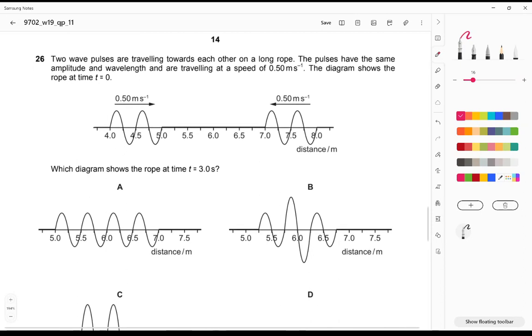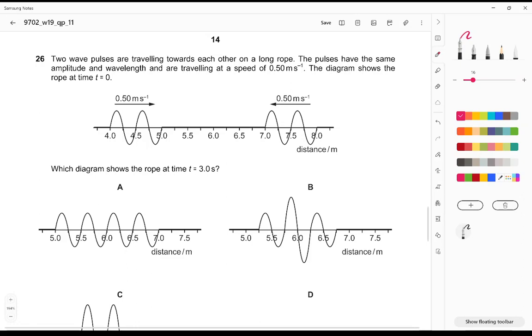Okay, this is a question. Two wave pulses are traveling towards each other on a long rope. The pulses have the same amplitude and wavelength and are traveling at a speed of 0.5 meter per second. Which diagram shows the rope at time t equal to 3 seconds? So let's just calculate the distance traveled when the wave is traveling at 0.5 for 3 seconds. So 0.5 multiplied by 3 is equal to 1.5.